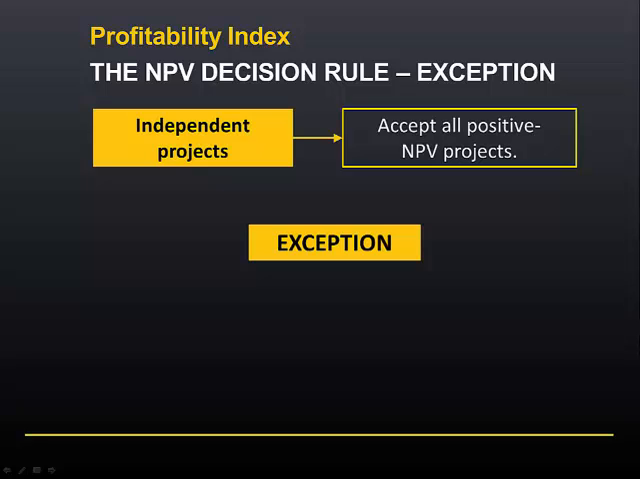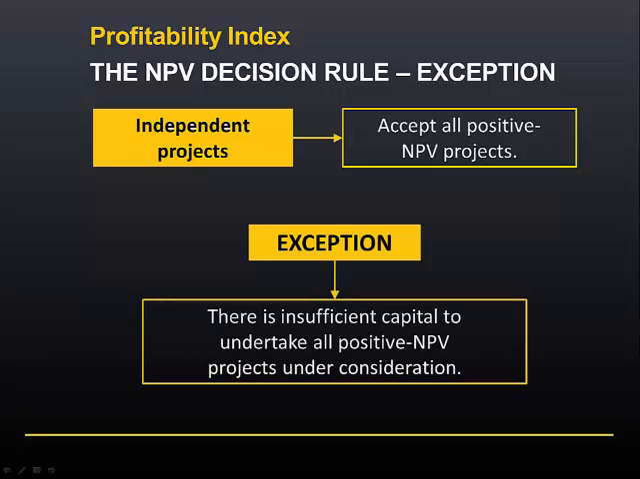In this module, we turn to the situation with independent projects. The NPV decision rule is that we would normally accept all positive NPV projects. The exception applies when there is insufficient capital to undertake all positive NPV projects under consideration.